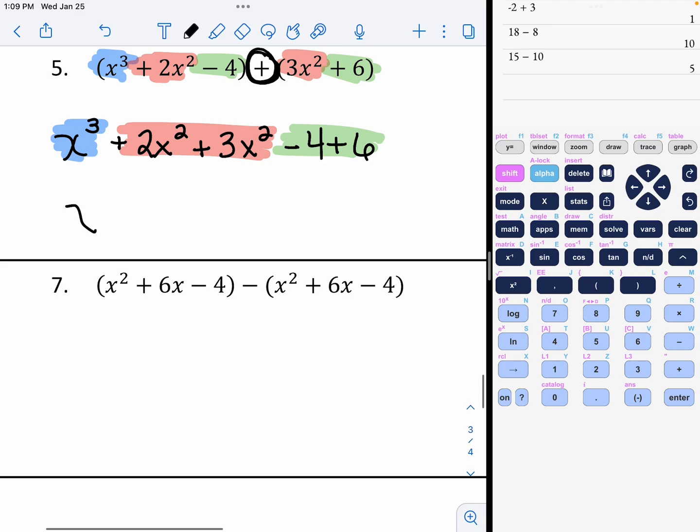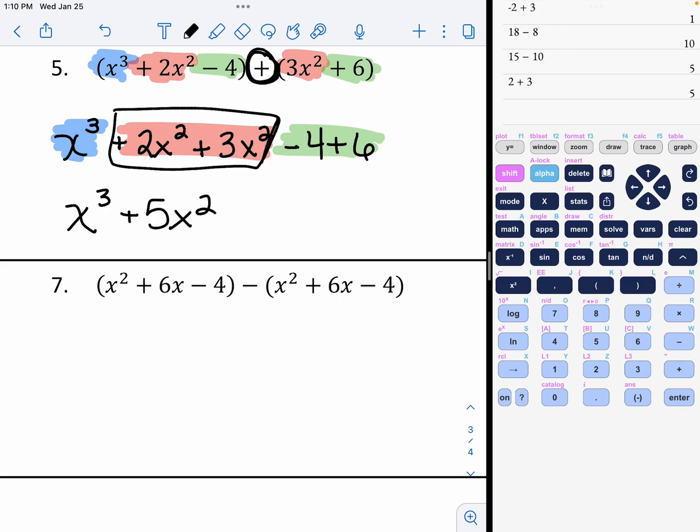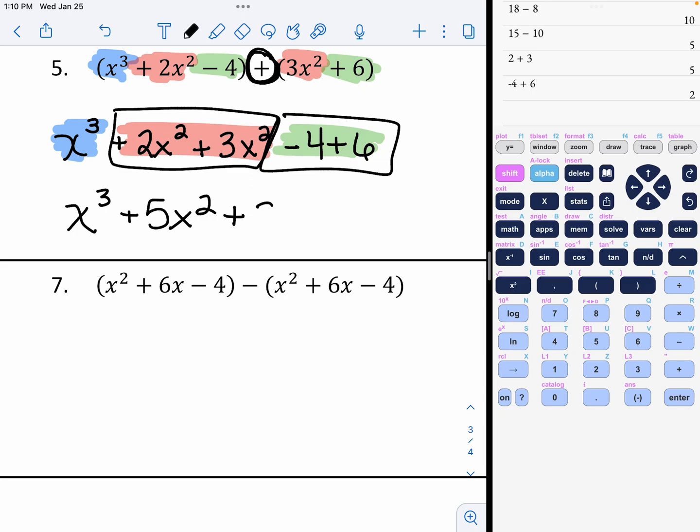Now this blue x to the third is just x to the third. This right here, if you need your calculator, you would do 2 plus 3. And that would be a positive 5x squared. And then this would be a negative 4 add a 6. And I would get a positive 2. There's no more like terms. All the x squareds are together.